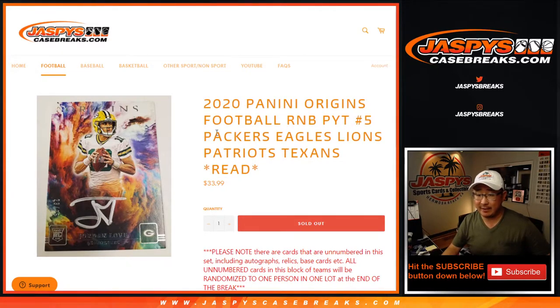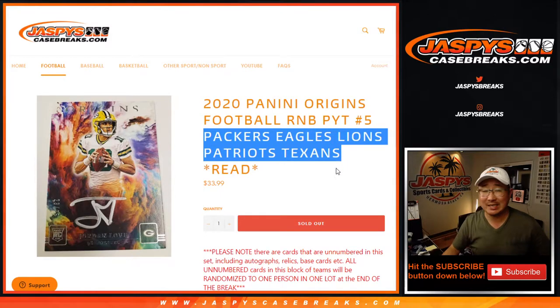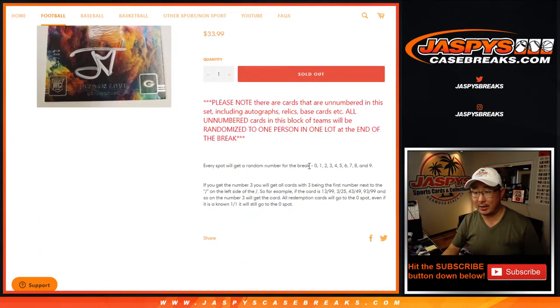Pick your team number 5. Packers, Eagles, Lions, Patriots, Texans are involved in this number block right here. I think most of you know how these number blocks work. You get a block of numbers, zero gets any and all redemptions.